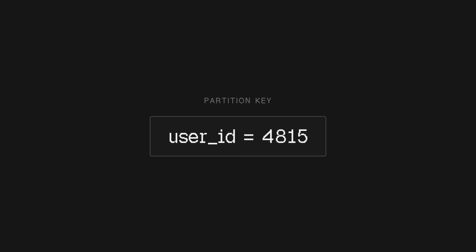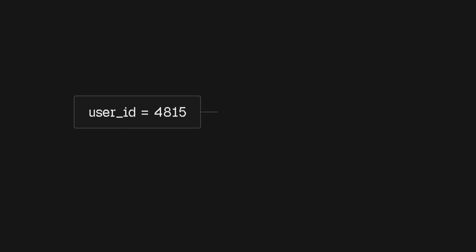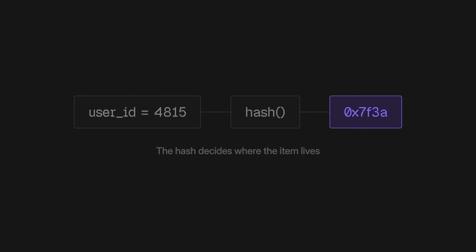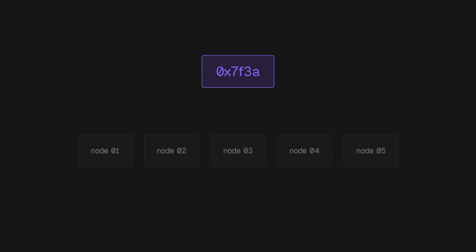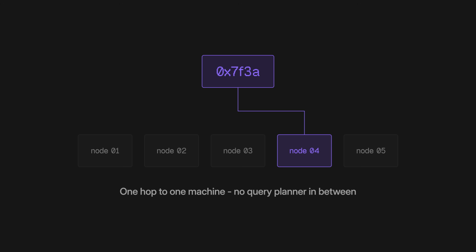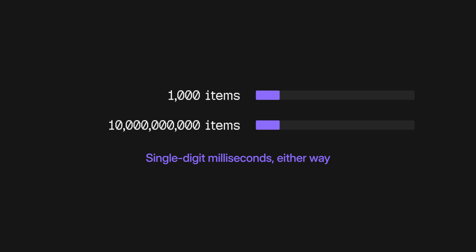Every item has a partition key, for example, a user ID. When you write an item, DynamoDB runs that key through a hash function, and the result tells it which storage node holds the item. When you read by the same key, the same hash points to the same node. So a lookup is one hop to one machine, with no query planner in between. That is why a read takes single-digit milliseconds whether the table has 1,000 items or 10 billion.